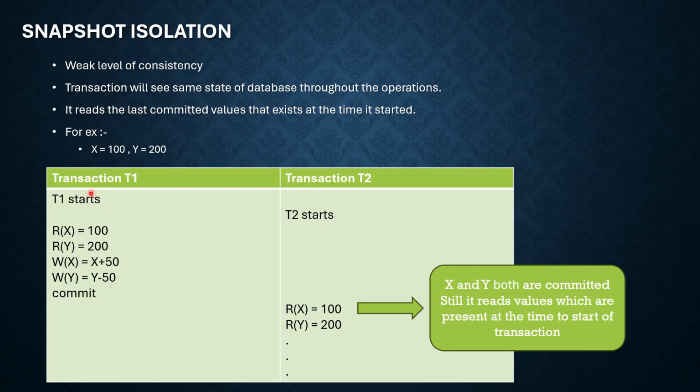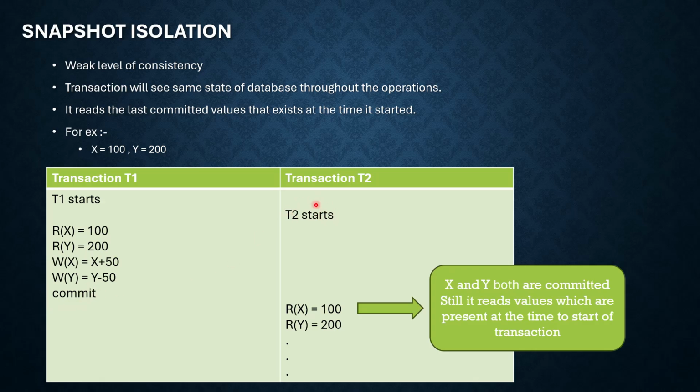So here transaction T1 starts, so it will take the snapshot of the database, where variable X contains 100 and variable Y contains 200. So it will simply read X as 100, read Y as 200, and write X plus 50, and write Y minus 50. Okay, so these write statements will simply write to its local variables, not to the database. It will be written on its local variables, then it will commit.